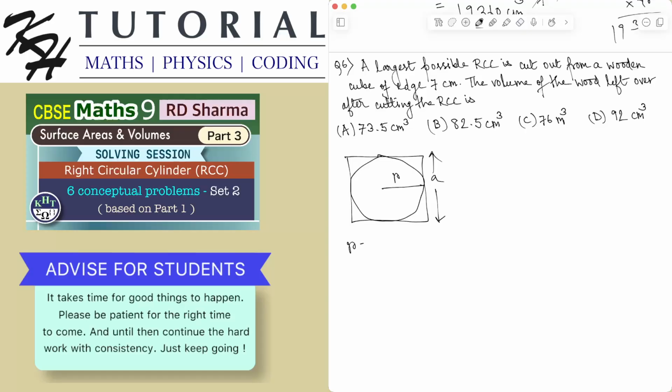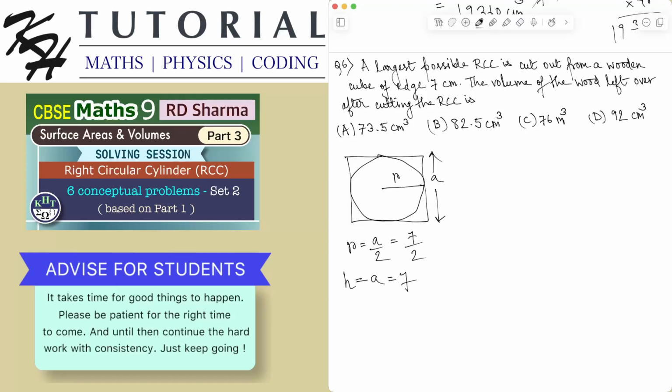So R will be equal to A by 2, where A is the side length or edge length of the cube, given as 7. So this will be 7 by 2. That is, the radius of the largest RCC that is cut out from a cube should be equal to half of the side length of the cube. What will be the height? Height will be equal to the edge length of the cube, which is 7.